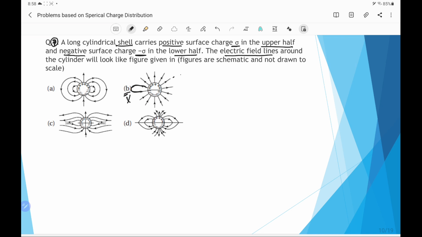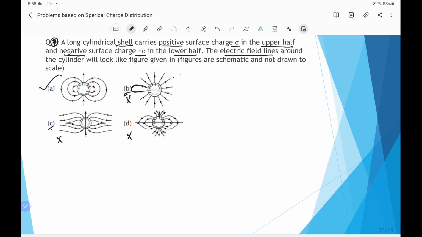Similarly, option C is also a wrong option because field lines start from the positive charge but do not terminate at the negative charge. Option D is also not correct. Although the field lines start from positive and go to negative, these are not continuous, as on the x-axis they show some discontinuity. Therefore, this option is also not correct.